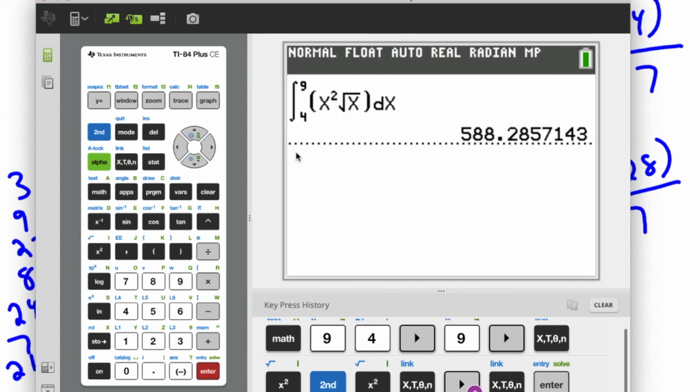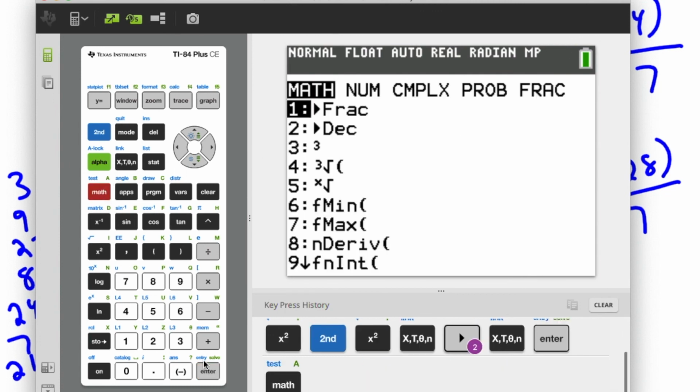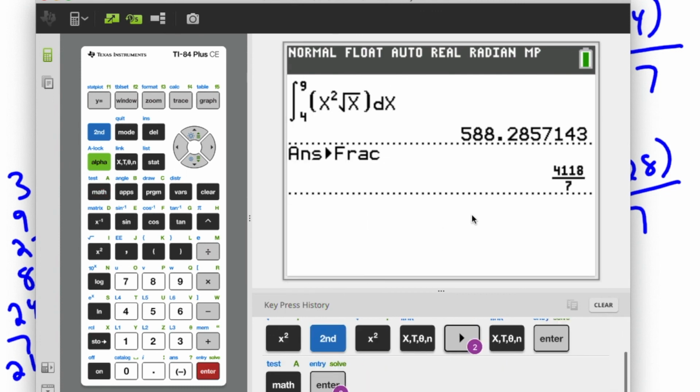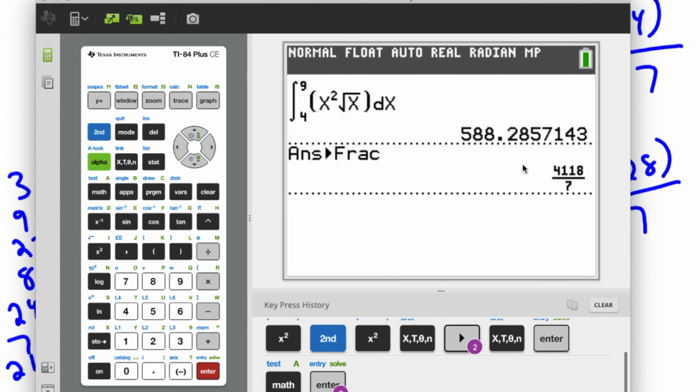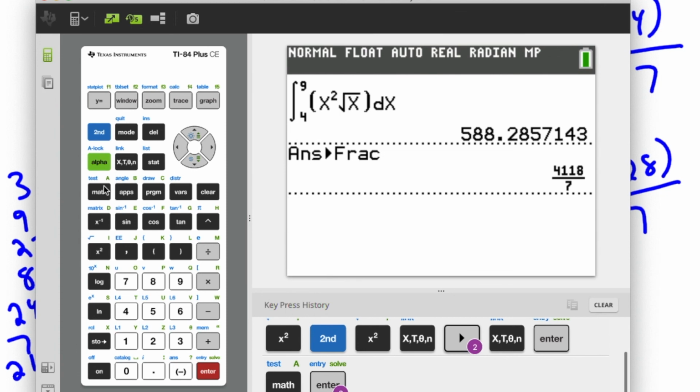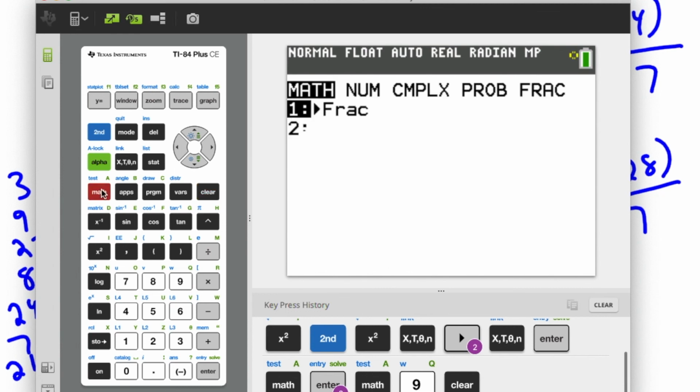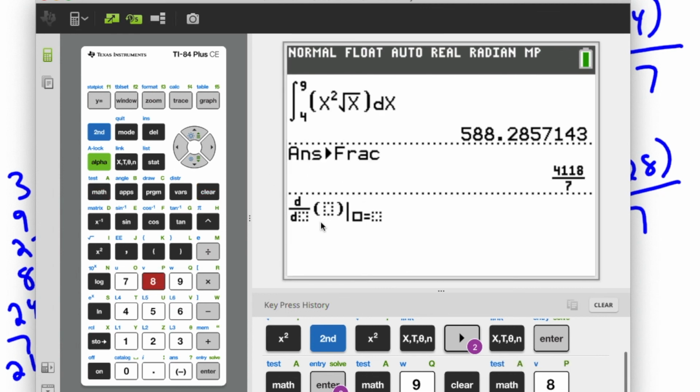Now, that is a decimal, 588.286, or we can go math fraction. It will change it to a fraction, 4,118 over 7. Okay, so those would be your answers, either form, depending on whether it's calculator or not. Look at your multiple choice and see which way the answer is written. Okay? So that's how you do that on your calculator. Math 9 to get to integrals. Or if you want to get to derivatives, we could go math 8, and you can enter a derivative in there, which I believe I showed you before, but if not, there it is.